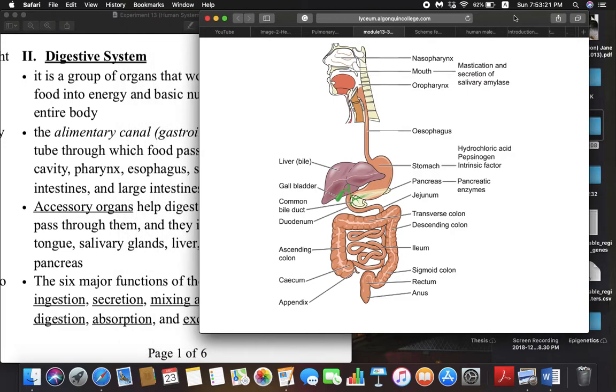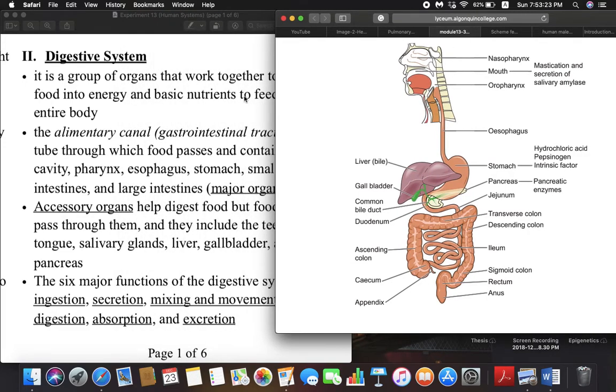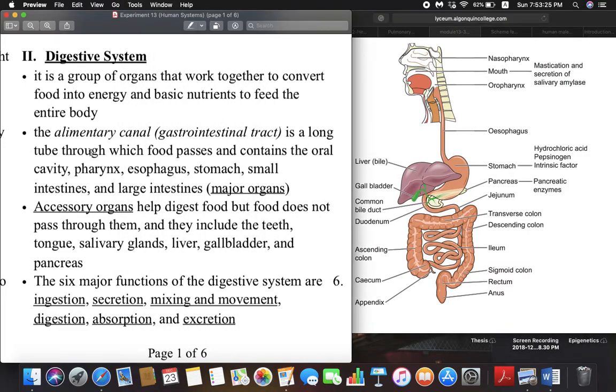In addition to the major organs, which are the organs of the digestive system through which food passes, we also have something known as accessory organs. Accessory organs are organs which help digest food, but food does not pass through them. This is important. And examples of accessory organs include the teeth, tongue, salivary glands, liver, gallbladder, and pancreas.